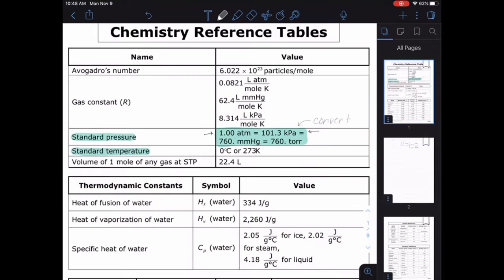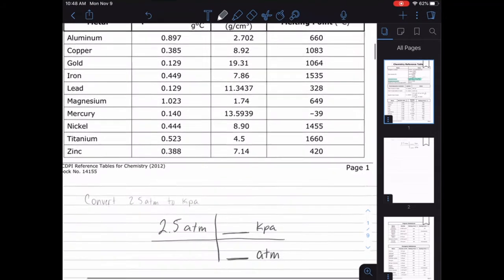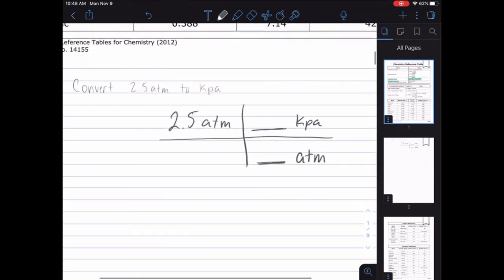So going back up here, we have 1 atmosphere is equal to 101.3 kilopascals. So those are the numbers I'm going to fill into my T-chart. 1 atmosphere is equal to 101.3 kilopascals. Those units cancel, and all we have to do is multiply across the top and divide by the bottom. So the answer we should get is 253.3 kilopascals.